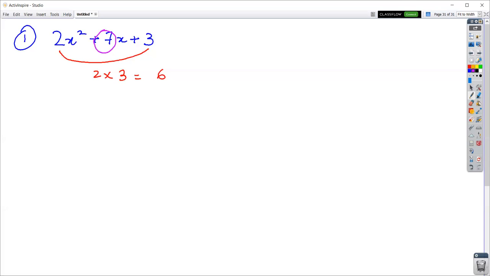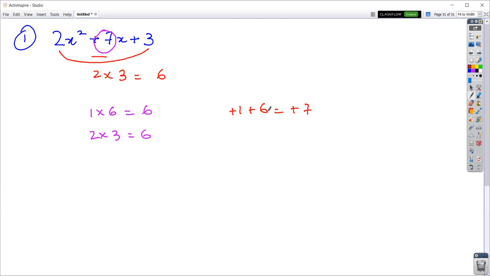So I'm going to write down some multiples of 6. I'm going to start with 1 times 6 is 6. Then 2 times 3 is 6, and you could have even 3 times 2 is 6 as well. Using these, I'm going to see which numbers I can use so the sum of those two numbers is plus 7. If I take the numbers 1 and 6, I have 1 plus 6, which gives me plus 7. But if I take 2 and 3, 2 plus 3 gives me 5, which is not the middle term. If I do 2 minus 3 that would be minus 1, which is again not the middle term. So the numbers I can choose are plus 1 and plus 6.